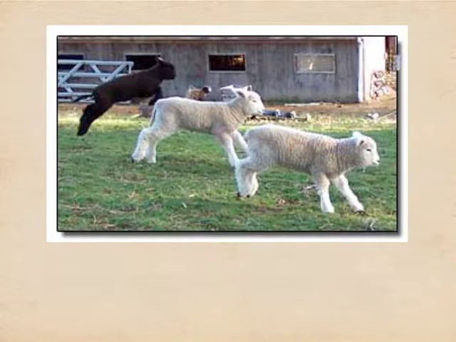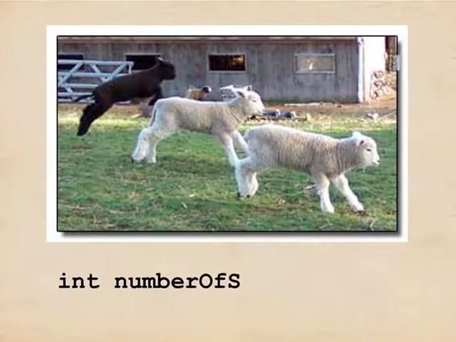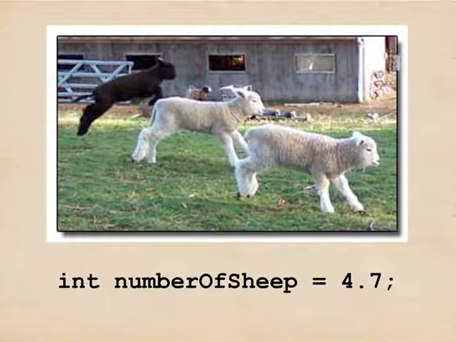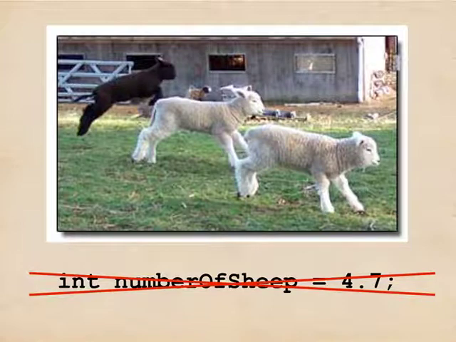Suppose instead we protected ourselves. We declared our variable to be an int. So now if we tried to put 4.7 into that variable, processing would stop and tell us we have an error. Well, that's great information because it will help us track down and fix the problem.